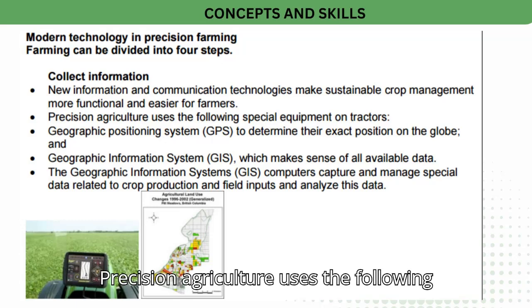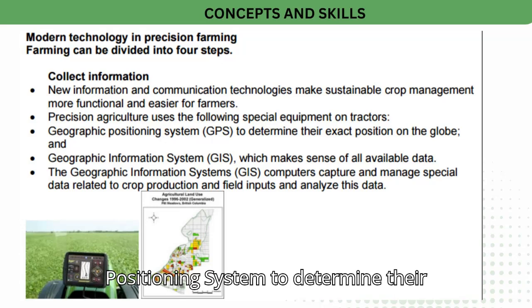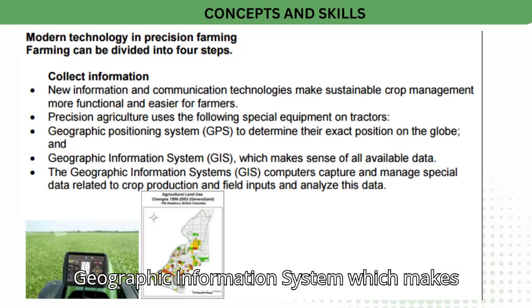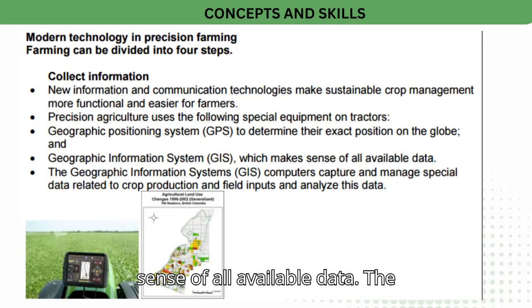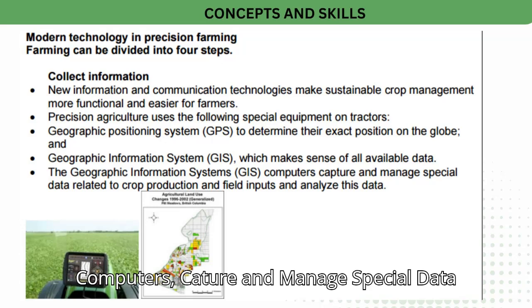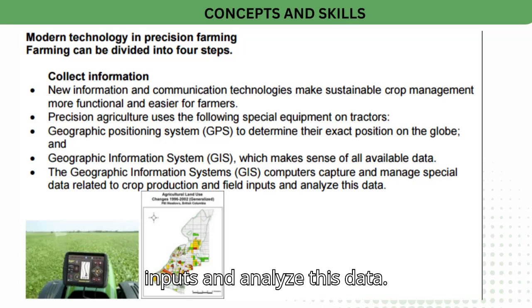Precision agriculture uses the following special equipment on tractors. Geographic Positioning System, GPS, to determine the exact position on the globe. And Geographic Information System, GIS, which makes sense of all available data. The Geographic Information Systems, GIS, computers capture and manage special data related to crop production and field inputs and analyze this data.